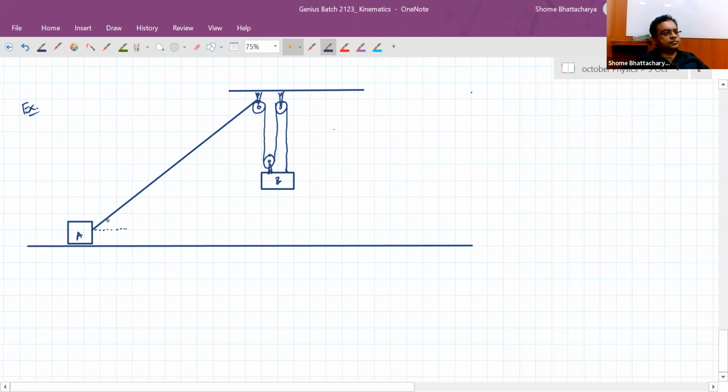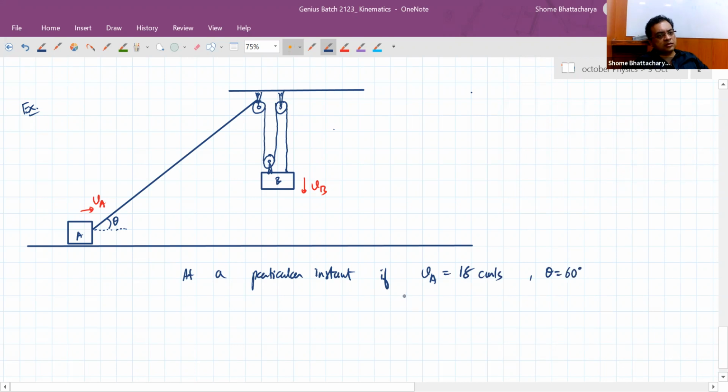So let's say these are two objects that are moving like this. So at a particular instant, if VA is equal to, let's say, 18 centimeters per second, and theta at that moment is equal to 60 degrees, then find VB at this instant.